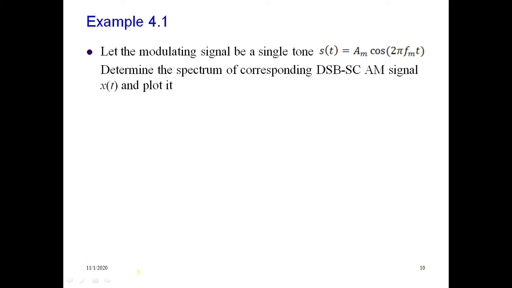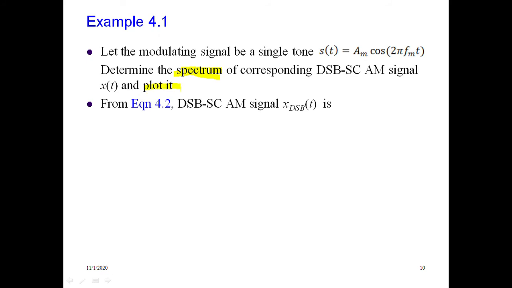Now we have a signal Am cos 2 pi fm t. It is a simple signal, cos 2 pi fm t, with amplitude Am. Determine the spectrum of DSB-SC. You already know what the carrier is, and now it gives you a signal s(t). So what we want to do now is to multiply s(t) and also c(t). The question asks you for the spectrum, and also to plot.